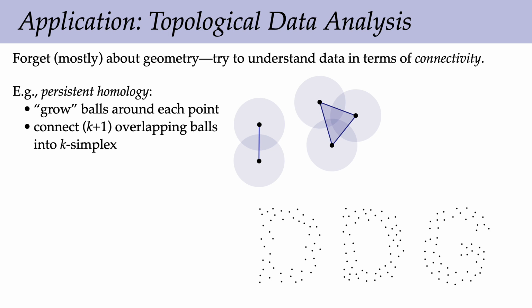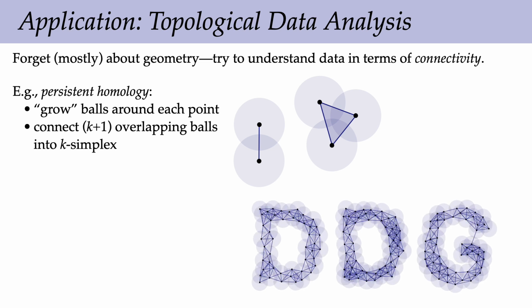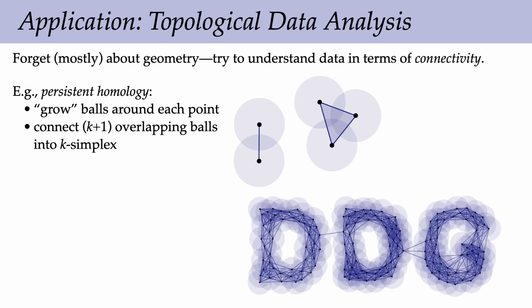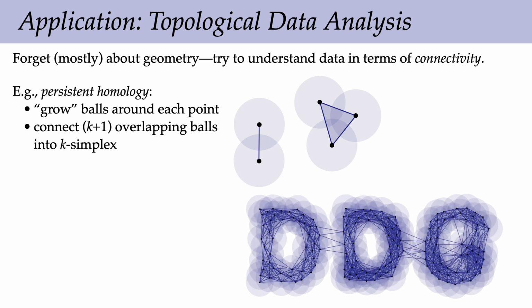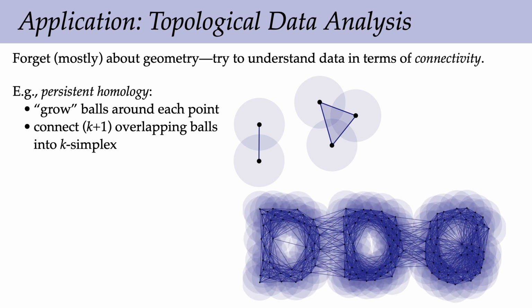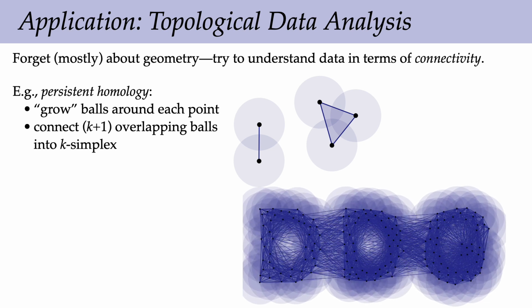Okay, and then I'm going to do this process of connecting up for an increasing ball radius. So for these points on the bottom, I can grow my balls bigger and bigger. When two balls overlap, I make an edge. When three overlap, I make a triangle. Maybe I start making 3-simplices and so forth. And I start filling things in. Initially you notice the three letters get connected up in a way that you might expect. But then after a while, things get kind of too connected. The holes start getting filled in. The letters start getting connected to each other.